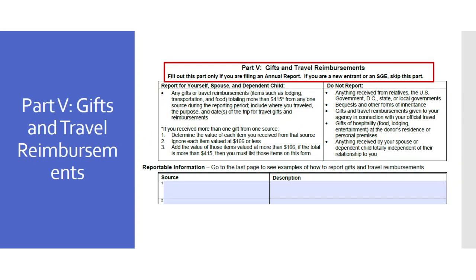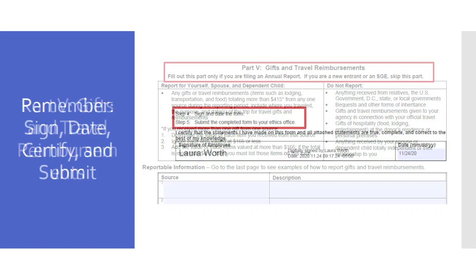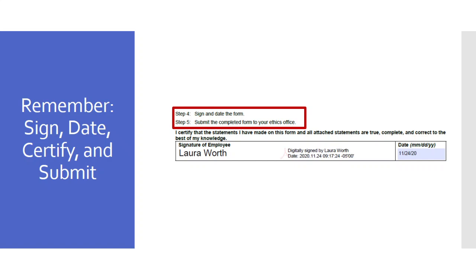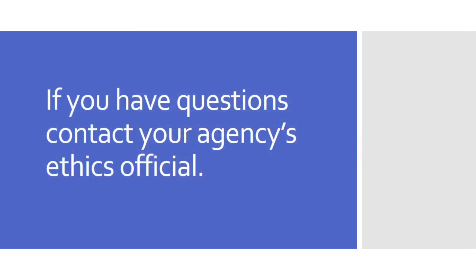Part 5, Gifts and Travel Reimbursements. Part 5 is only required for annual filers. Once you've reviewed and completed each part, don't forget to sign and date your report before you submit it. If you have questions about how to fill out this form, contact your agency's ethics official.